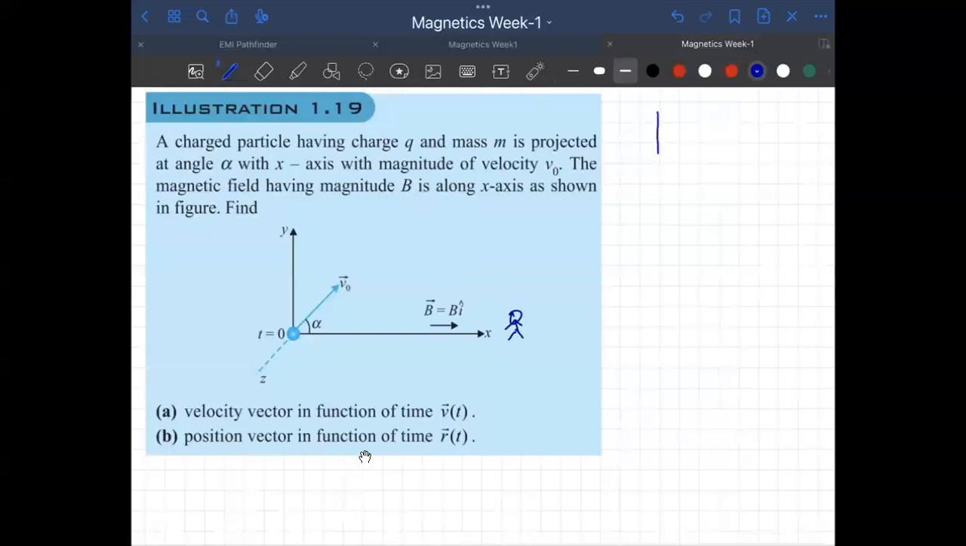You will see that the field is outwards and this component V0 sin alpha is like this. Yes or no? Boys, this is the y-axis. This is the negative z-axis.